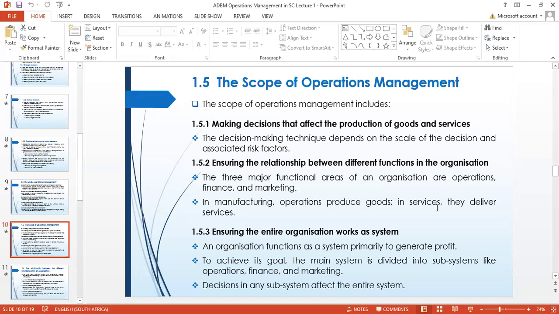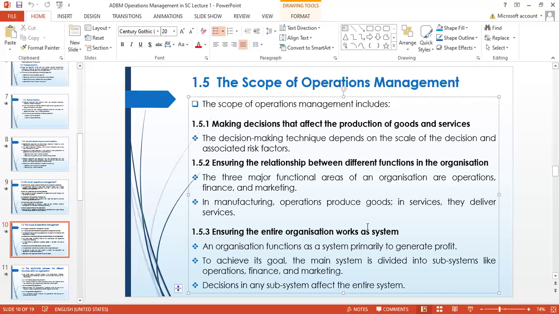The products have been produced, right? It needs now to sell. It goes to the marketing and sales. It's the one that is going to do everything to ensure that the product is sold. So we need to ensure that there is a good relationship between the various functions in an organization. So in the manufacturing sector, the operations produce goods. In the service sector, they deliver the services. And then the other scope here, ensuring the entire organization works as a system.